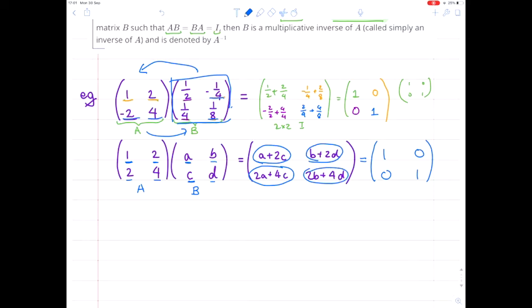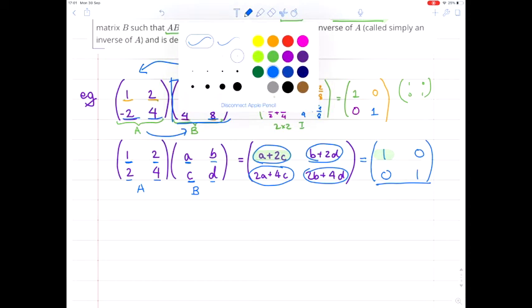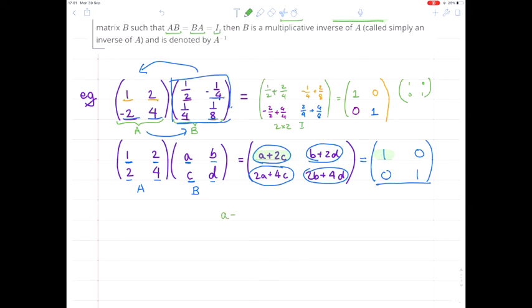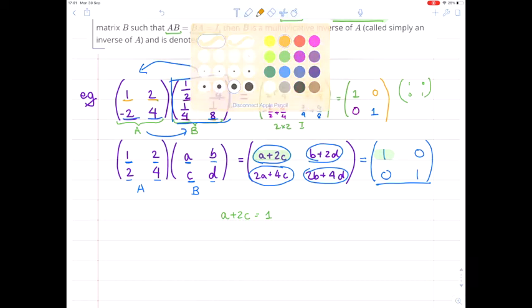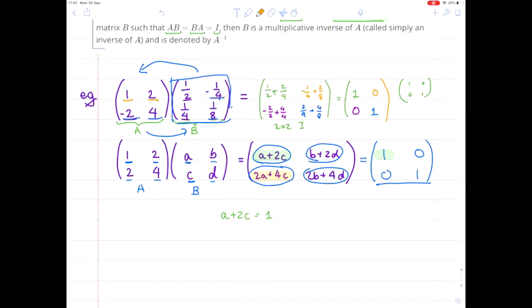And so if this is going to be equal to the identity matrix, then I need to make sure that a plus 2c equals 1. So I need to have that a plus 2c is equal to 1. And I need to have that 2a plus 4c is equal to 0.